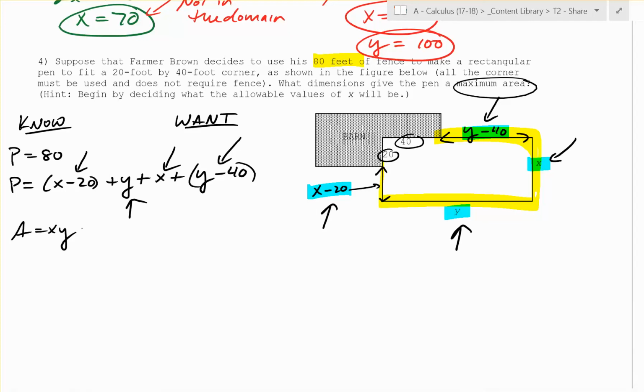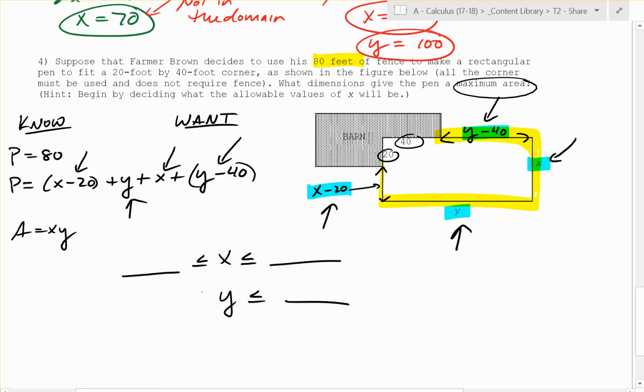What we learned in the last problem was that we have to be careful about the domain. What are the minimum and maximum values for x? So before we go any further, let's figure this out. X can't be bigger than something, and y can't be bigger and less than something. So we need to figure out what the biggest value y can be, what the biggest value x can be, what the smallest value x can be, and the smallest value y can be.